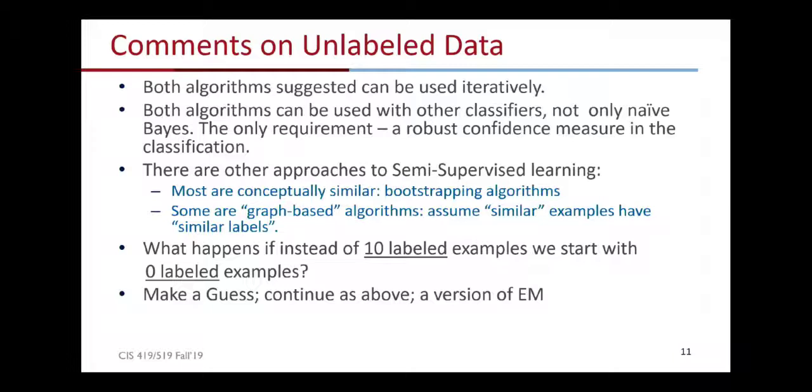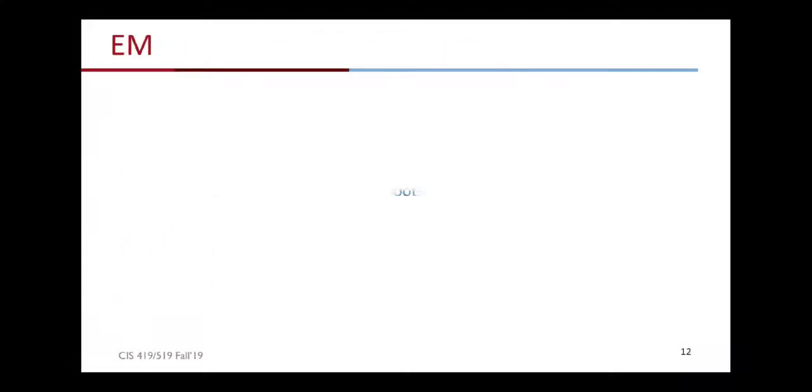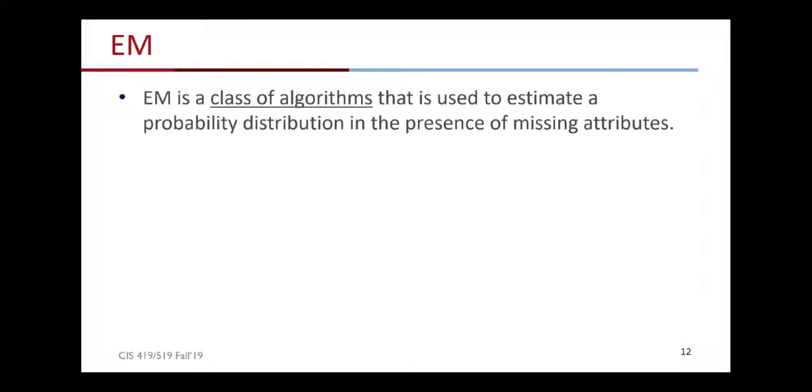But if you have a good idea of what probability distribution, or what family of probability distributions, governs the generation of the data, this is going to work, and in fact it's going to work beautifully because we'll be able to converge to the right probability distribution. So this is where the EM algorithm comes in. EM is a class of algorithms used to estimate probability distributions in the presence of missing attributes. In our case, the missing attributes are the labels. We have the attributes, we don't have the labels.